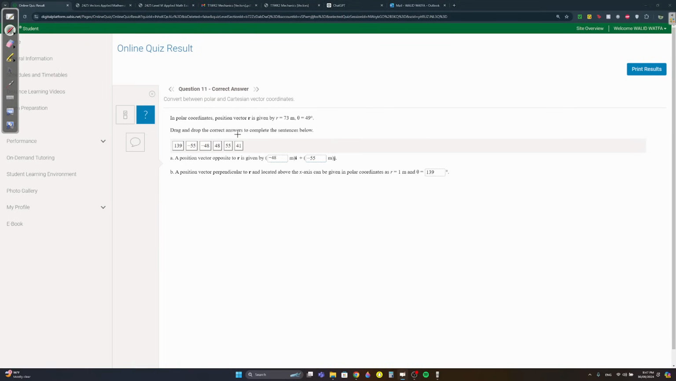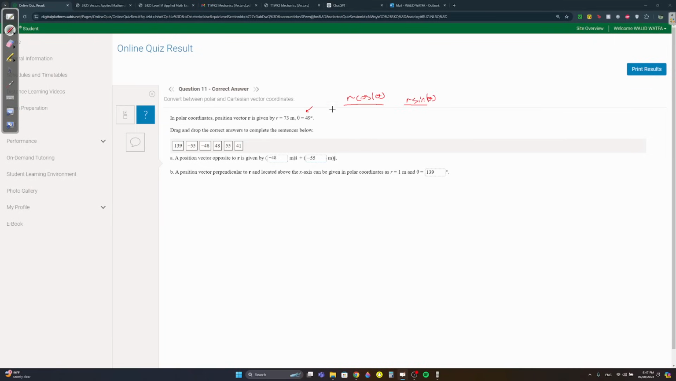So, actually, they want us to find it in Cartesian coordinates. So we want to convert from polar to Cartesian. Unfortunately, the calculator does not have a feature that can convert from polar to Cartesian that I know of. If there is a feature, please put it in the comments. To convert to Cartesian, there's the x component and the y component. We know the x component is r cosine theta, and the y component is r sine theta.